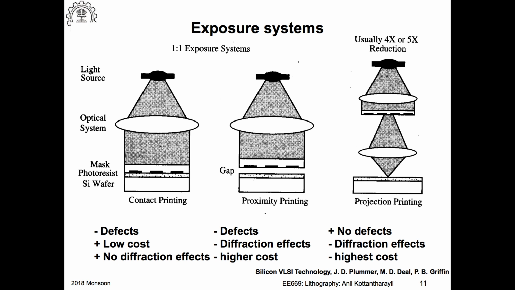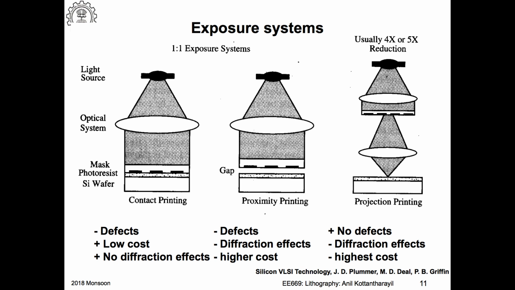But there will be significant diffraction-related problems, because you are taking this image and manipulating it again using a lens. So there will definitely be diffraction effects, and obviously this is going to be much more expensive. Now in this system, the feature size you get here would be the same as what is on the mask. But is there any other possibility?